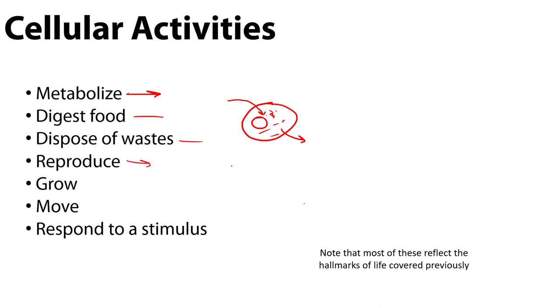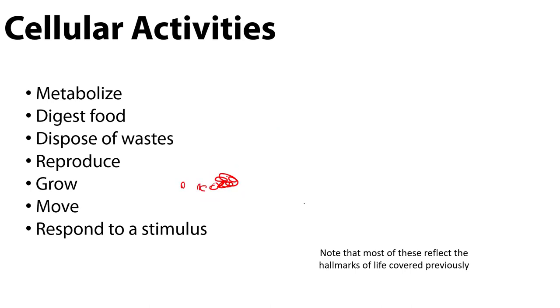Sometimes cells reproduce, so one cell becomes two cells. And when we say a cell grows, it's not just the cell that's growing, but the individual multicellular organism. So you grow. You don't grow by having your cells get bigger, necessarily. You grow by having more cells, right?